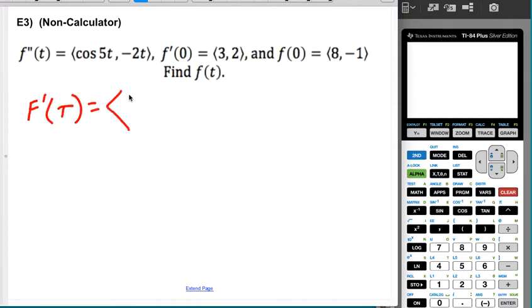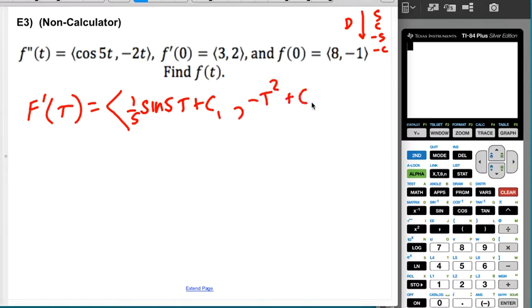Well, to integrate cosine, if you picture it this way, the derivative of sine is cosine, derivative of cosine is negative sine, derivative of negative sine is negative cosine, and then it loops. So deriving is down and integrating is up. So to integrate cosine, I'm going to get a sine, but because of this 5t on the inside, I'm going to have 1/5 sine of 5t plus some constant c sub 1. And then this is just going to be negative t squared plus some constant c sub 2.